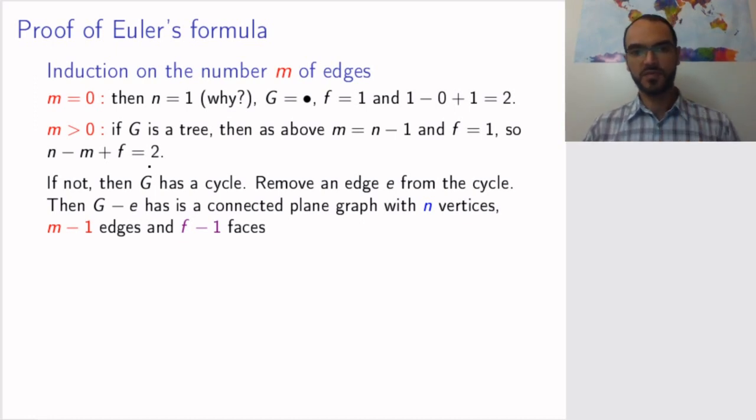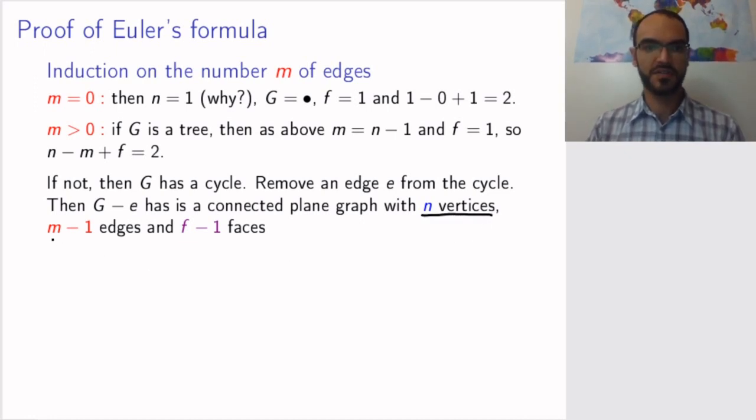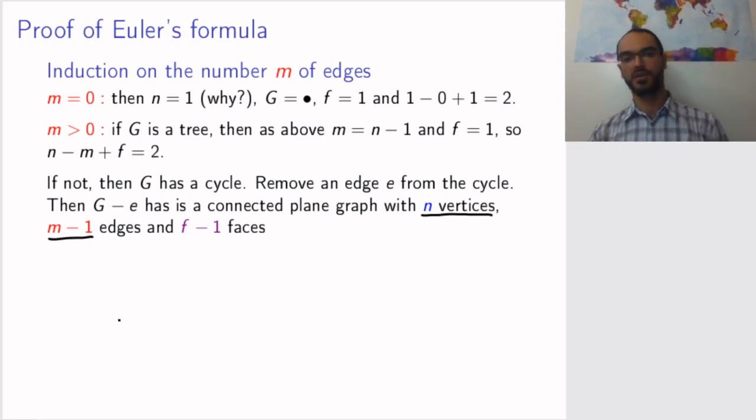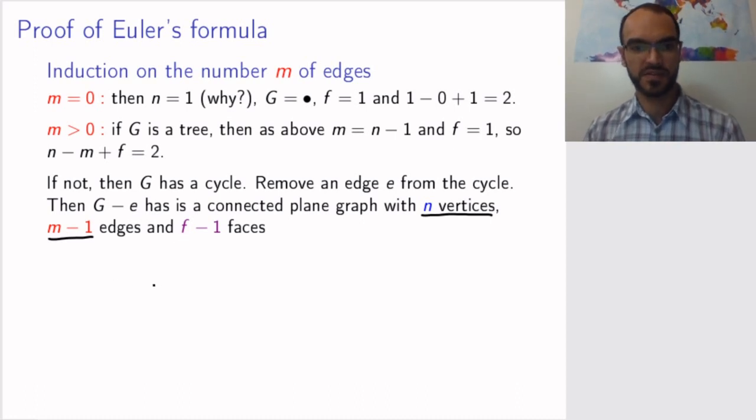So when we have removed this edge, since we haven't removed any vertices, the number of vertices is still the same. Obviously, the number of edges is one less because we have removed one edge. Perhaps less obviously, the number of faces has also shrunk by one. Why is that? Well, pause and think about it.